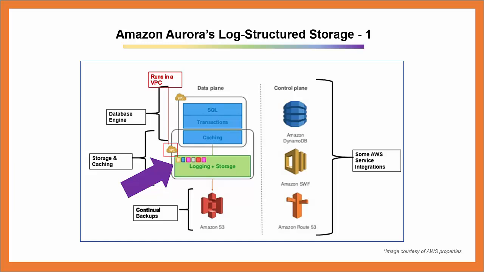The services in the control plane on the right side of this image are services that control the database itself, such as provisioning of the system, the metadata that has to be kept about the system, and some of the DNS features such as the endpoints when you launch an instance, and S3 for backup and durable storage.